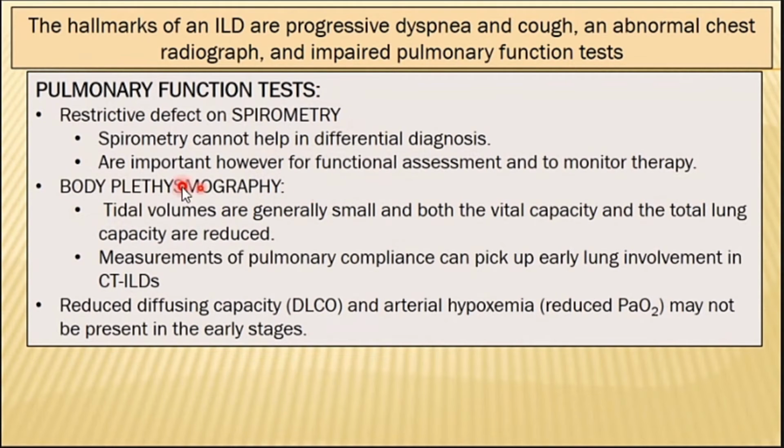Because body plethysmography will provide you with your total lung volumes, your tidal volumes, your vital capacity, total lung capacity, which will all be reduced in patients with ILDs. And then another thing is pulmonary compliance. Reduction in pulmonary compliance may be seen before there may even be a gross abnormality in the other volumes.